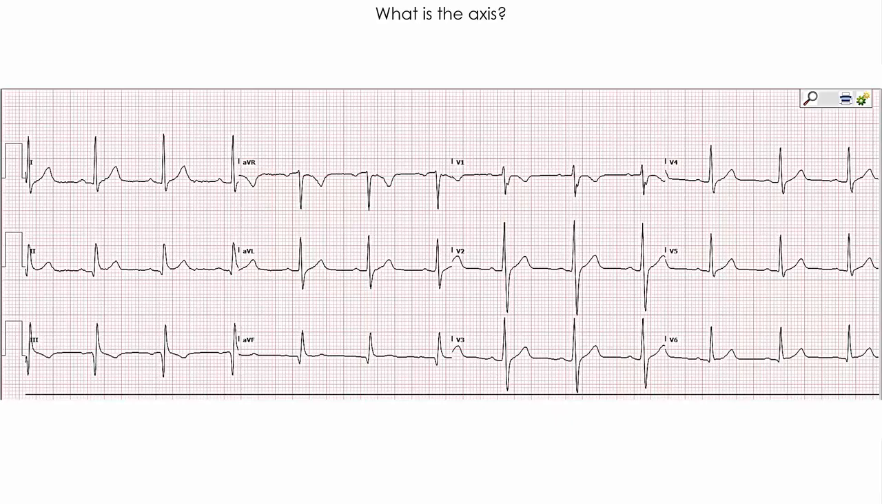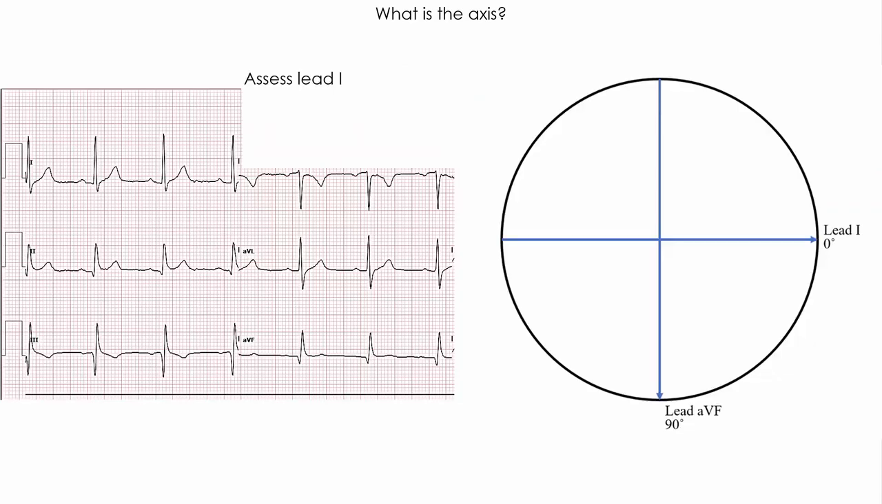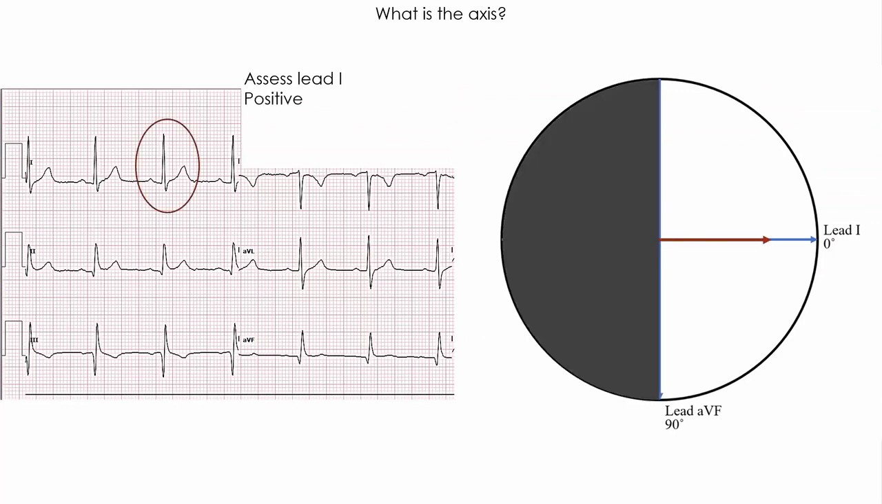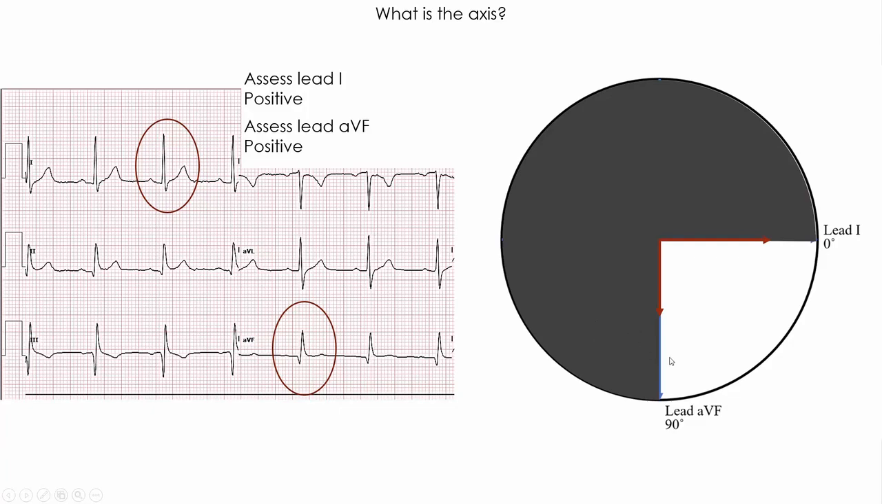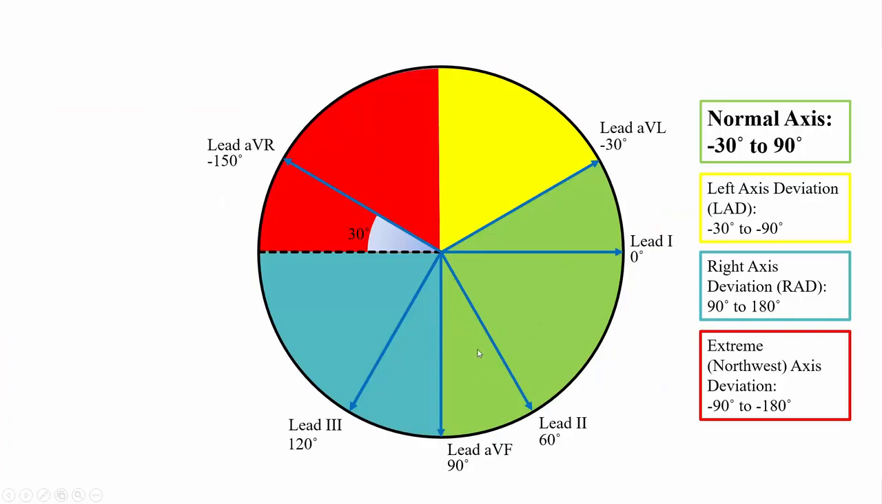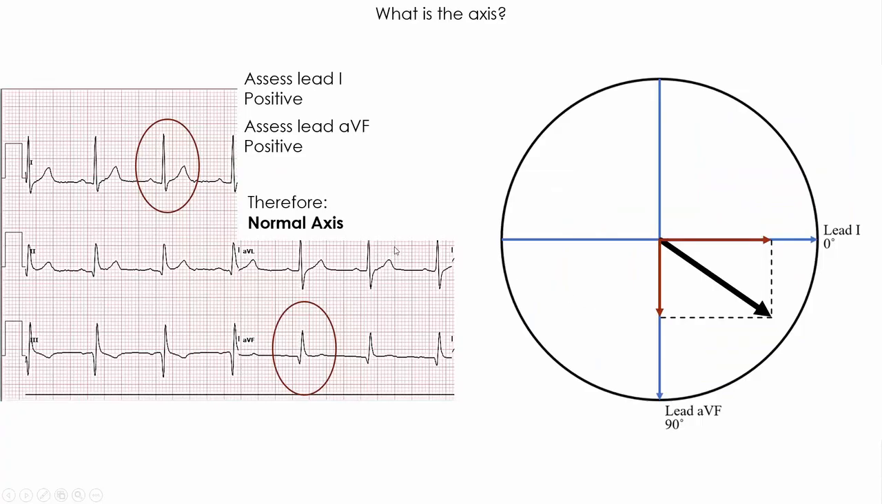Alright, let's try on an actual ECG. So what's the axis on this ECG here? Well, we start by assessing lead 1. Lead 1's positive, so again, we know that we're somewhere in one of these two quadrants. Alright, assess lead AVF. AVF is also positive. So now we know we're in one of these two quadrants. We've already excluded down here in the patient's bottom right, so that means we're left with an axis somewhere in here. Going back to our diagram, that's all within the normal range, so this is a normal axis.